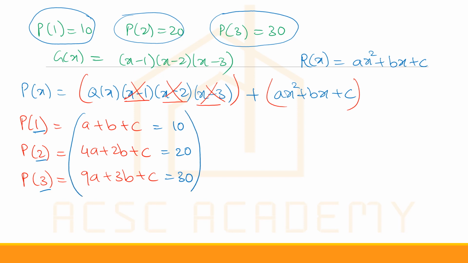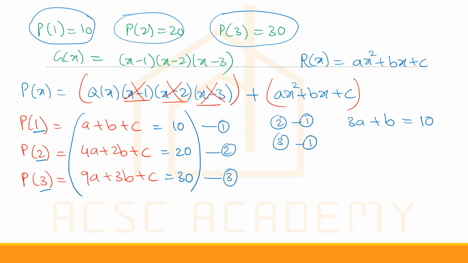So now we have got these three equations in three variables. So we will now be solving them and finding out the values of a, b, and c. Let us call them equation 1, 2, and 3. If we do 2 minus 1, then we will get 4a minus a, that is 3a, plus b equal to 10. And in the same way, if we do equation 3 minus 1, then we will get 9a minus a, that is 8a, plus 3b minus b, 2b, equal to 20. So now here, let us call this 4 and 5.